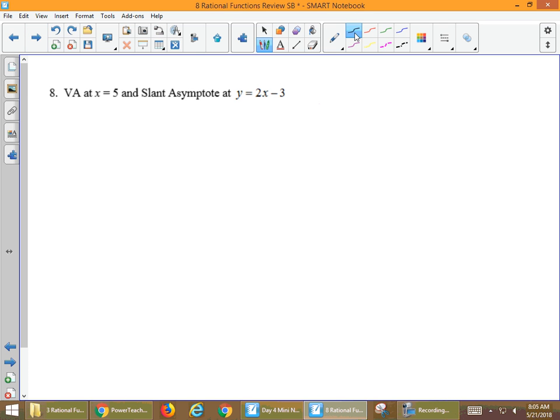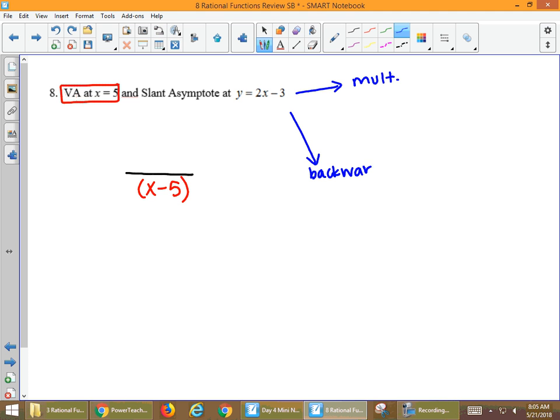All right, vertical asymptote at x equals 5 and a slant asymptote. Okay, to have that vertical asymptote at x equals 5, that means we need x minus 5 in our denominator. And now there are two ways you can get this slant asymptote going at 2x minus 3. The first way, and you can pick the way you like, is by multiplication. The second way is kind of by backwards synthetic division. Either way works, you just have to be careful.